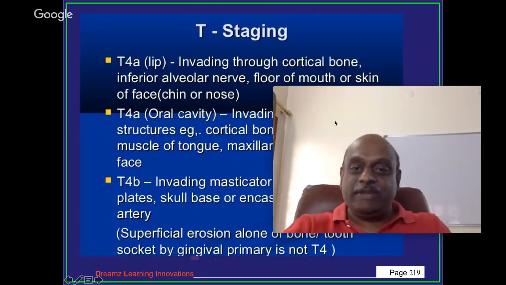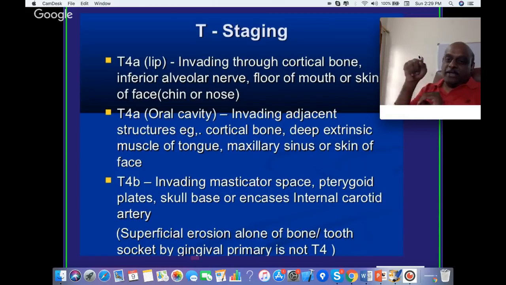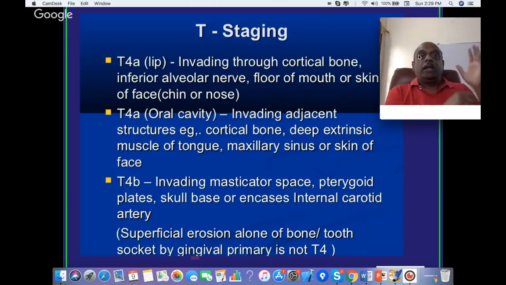So doctor, please don't forget this slide. In the NEET PG U-Medico app, bookmark this, label it, start uploading these slides and this particular video under a new thing called Sunday mock test discussion. So that immediately students start bookmarking. T4A is invading through cortical bone, inferior alveolar nerve, floor of the mouth or the skin of the face. T4B is invading masticatory space, pterygoid plates, skull base, involving internal carotid. With all these invasions, ankyloglossia is a feature of T4, is what you need to remember.